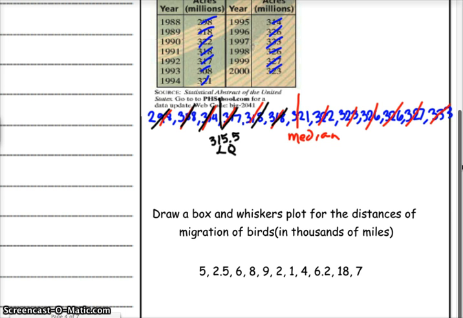Now I'm going to find my upper quartile. You should be able to visualize that a box is starting to be formed. My upper quartile would just be 326.